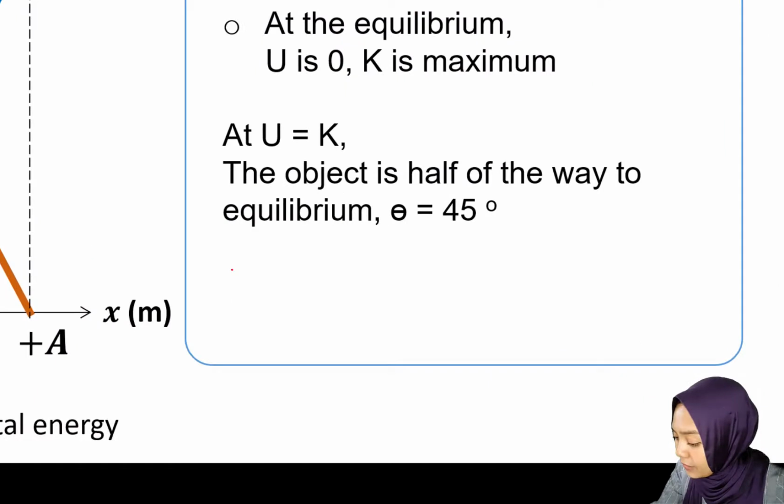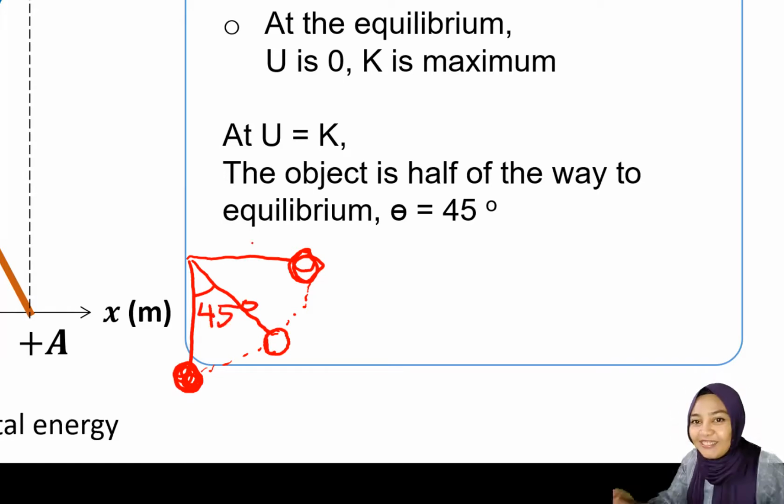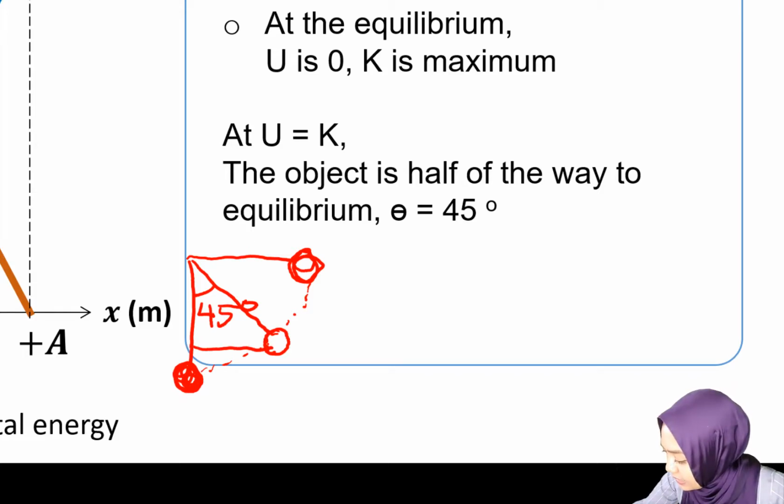Let's say we have a pendulum here, and this is the amplitude. When we swing it like that, this is the equilibrium. So halfway is this much, and that is 45 degrees. I'm so sorry if my handwriting is not as nice, but we can see here the displacement is this much. This is the x that we want to find.